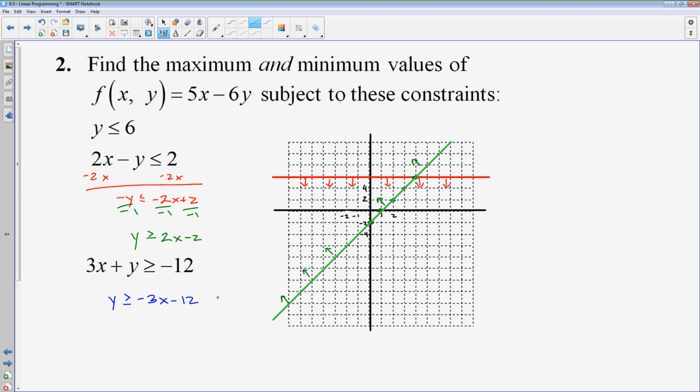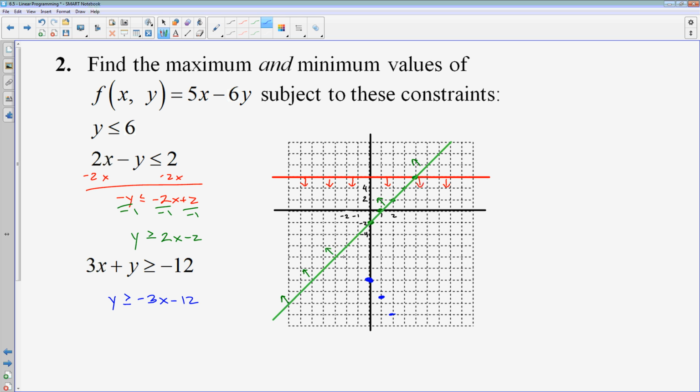And then 3x minus 12, I need to go down to negative 12. So negative 2, 4, 6, 8, 10, 12. And then a slope of negative 3. Again, we have to be really careful because if I go down 3, that's actually 1.5 and over 1. That's a slope of negative 3. Down 1, 2, 3, over 1.